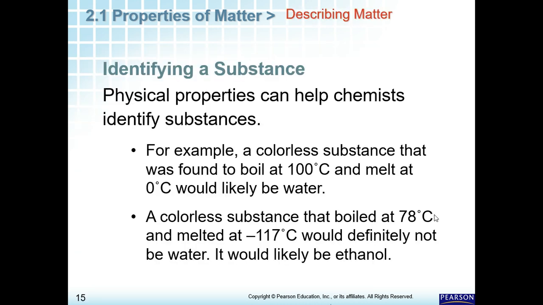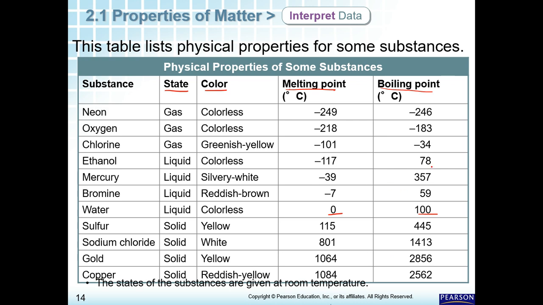However, if it is something that boiled at 78 and melted at negative 117, that's probably not water. If you look back at our chart, we're going to see that it's going to be ethanol. So let's look back. Here, 78 and negative 117, and yes, it is ethanol.